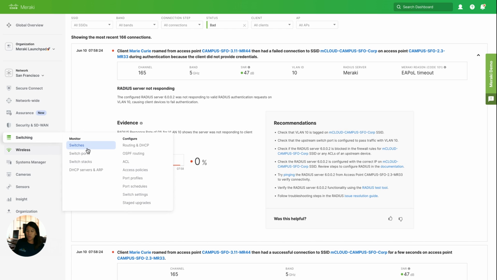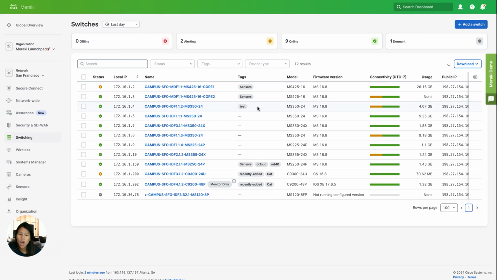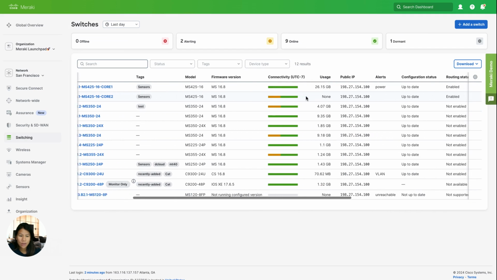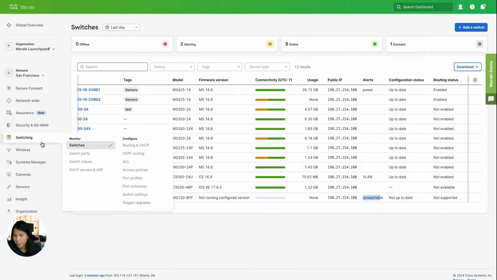Same thing now with the switches. So if we were to go to switches, I can see here the status of my switches, which ones are having problems, connectivity. For example, we had some problems in this timeline because we had a gateway that was disabled, and then the alerts and the reason why. So for example, we had power down, VLAN, or it was just basically unreachable.